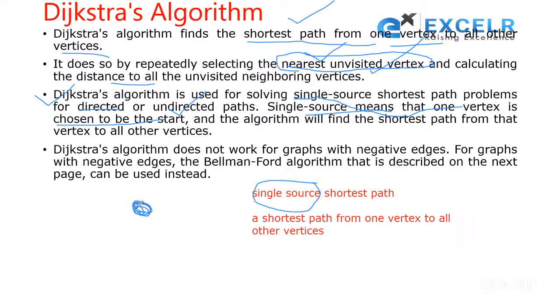And this vertex is chosen as a start. And from this start, we are actually calculating the shortest distance to all the vertices, not to one vertex. To all the vertices that are connected with this source. And one more thing, this Dijkstra's algorithm does not work for the graphs with negative edges.